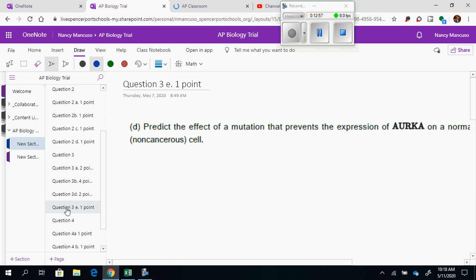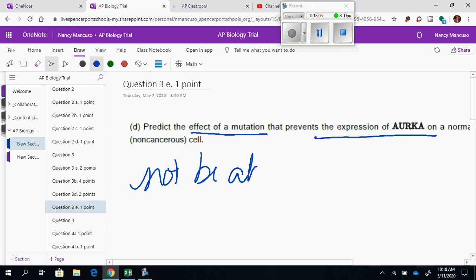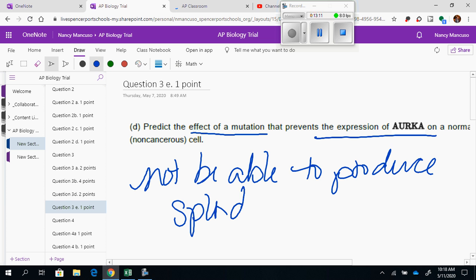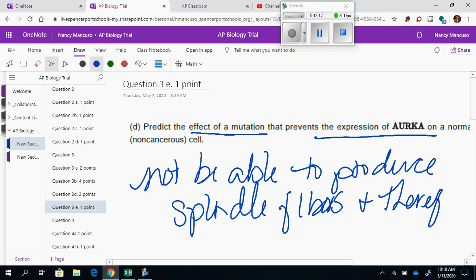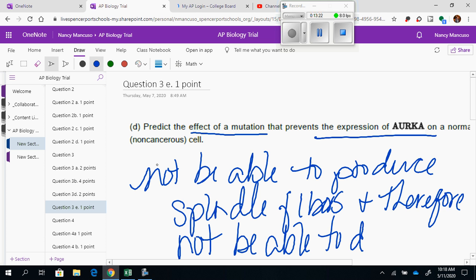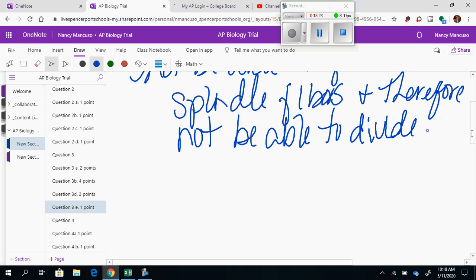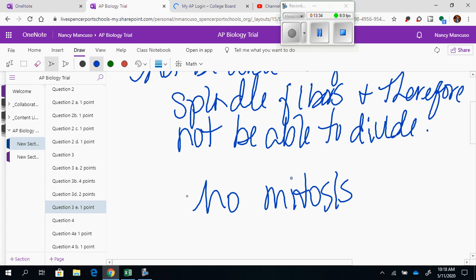So I want to put in my answer, the effect of the mutation that prevents the expression of this gene would be that it would not be able to produce spindle fibers, and therefore not be able to divide. So if I did not have this gene, I would have no mitosis going on. All right, so that is the end of question 3's explanation.